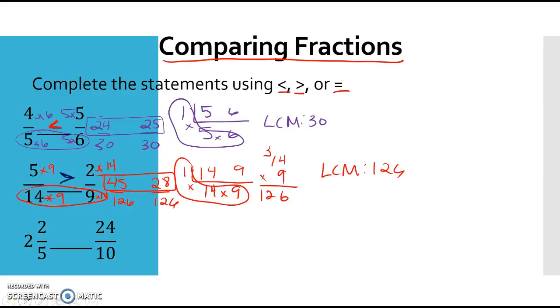We have 2 2/5 and 24/10. So this one looks a little bit different because we've got mixed numbers. So what I want you guys to do here is take your mixed number, and I want you to use the big C method. Remember, we take our denominator, multiply it by our whole number, and add it to our numerator. So I want you to rewrite that as an improper fraction. So 5 times 2 is 10, plus 2 is 12. So we have 12/5. And we're going to compare 12/5 and 24/10.